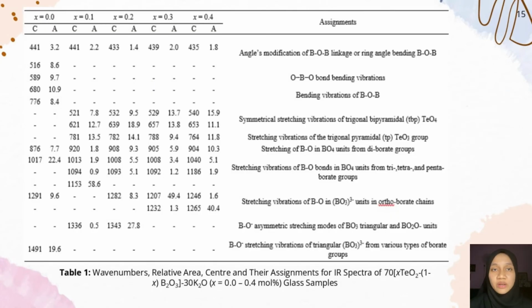From this assignment list of IR spectra, we can conclude that the spectral range of 521 until 653 cm⁻¹ was due to symmetrical stretching vibrations of TeO4, and 764 until 788 cm⁻¹ was due to stretching vibrations of the TeO3 group. Meanwhile, the bands ranging from 876 until 1186 cm⁻¹ were attributed to BO4, while bands from 1207 until 1491 cm⁻¹ were represented by BO3.